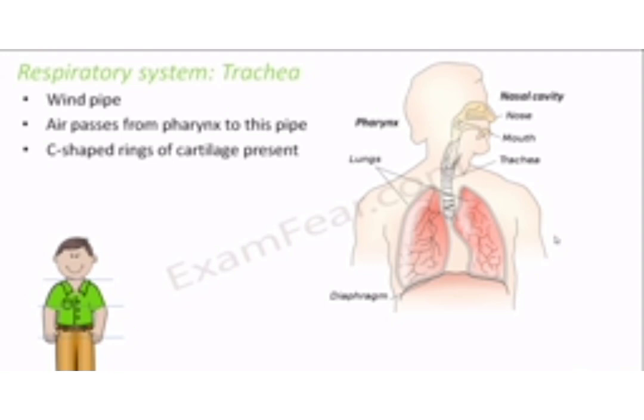C-shaped rings of cartilage are present on the trachea. So if you look at this tube, you can see that there are some ring-like structures on it. So what are they? They are cartilage rings. We already know what is cartilage, what is bone. This is a kind of connective tissue. So this cartilage is present on the trachea and they are C-shaped. If you look at it, it is not completely circular, but rather it is in the shape of C.